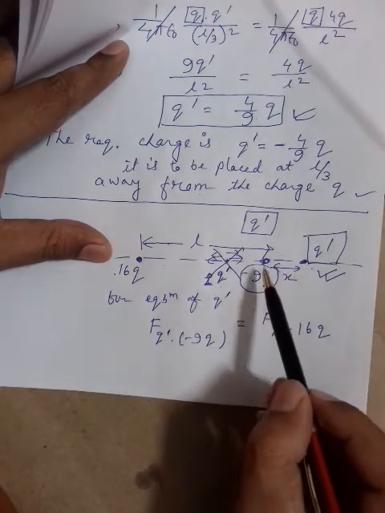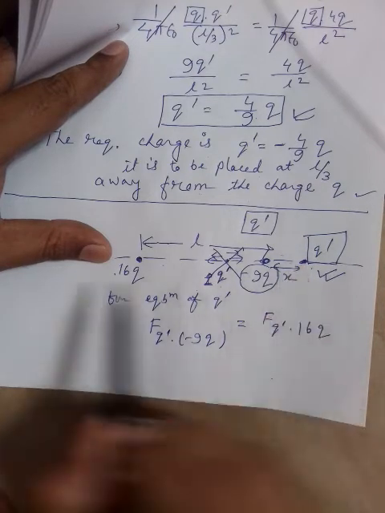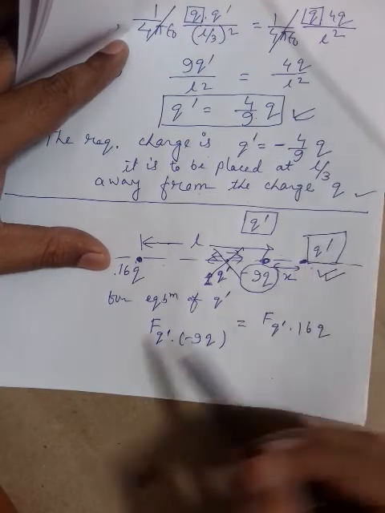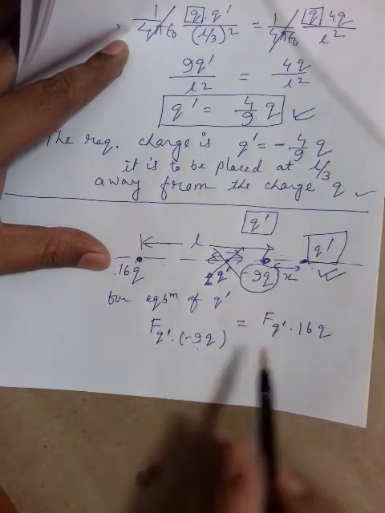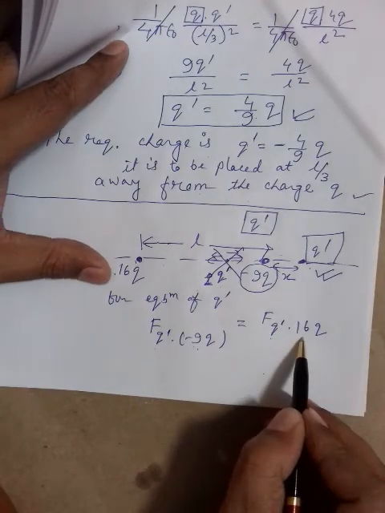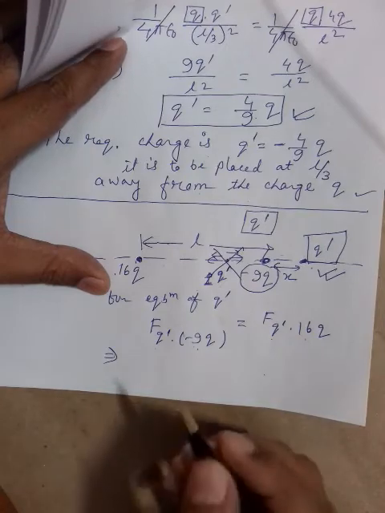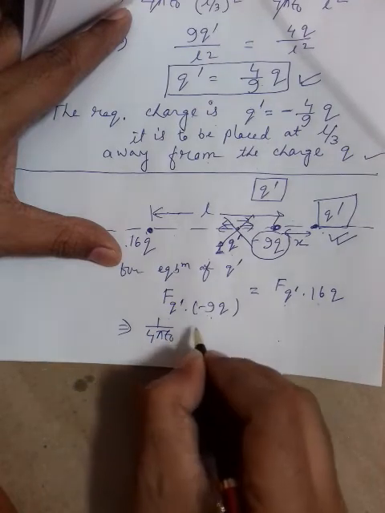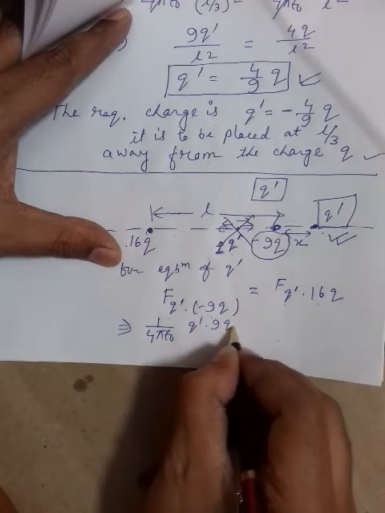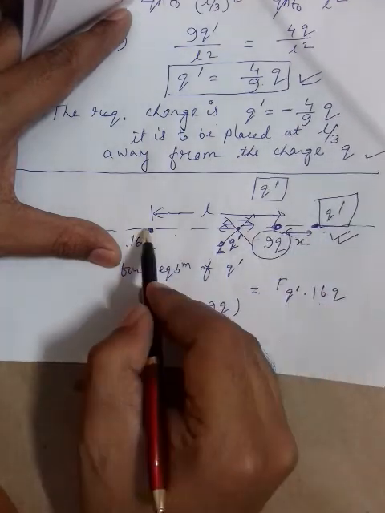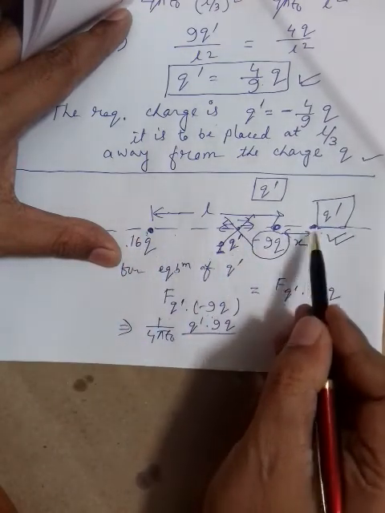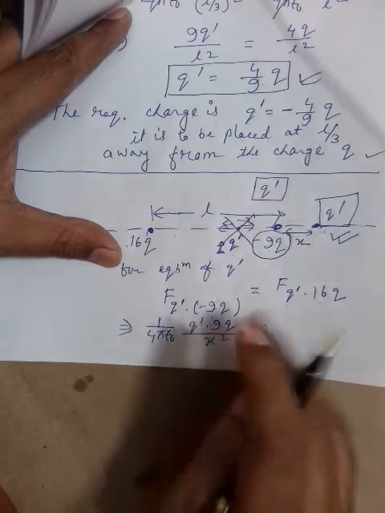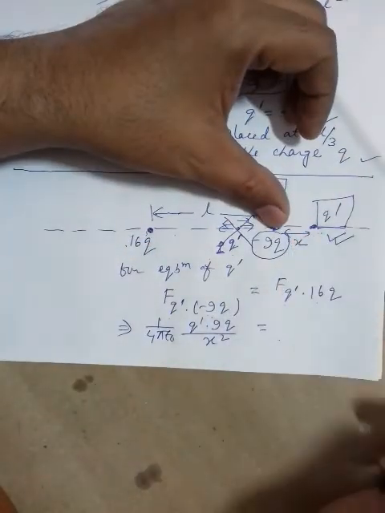This q dash gets two forces, one because of minus 9q, which will attract, and 16q, which will repel. This attraction and repulsion should cancel. So force on q dash because of minus 9q should be equal to force on q dash because of 16q. Clear? If you put their values, it is 1 by 4 pi epsilon naught, q dash into 9q, by, what is the distance between them? Q dash here and 9q here, this distance is x. So x square. We already know the plus minus, no need to write, instead the direction is to be observed.